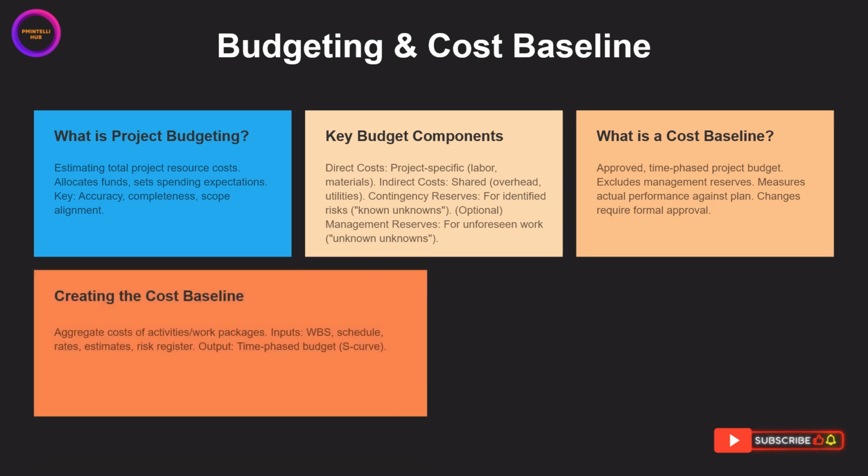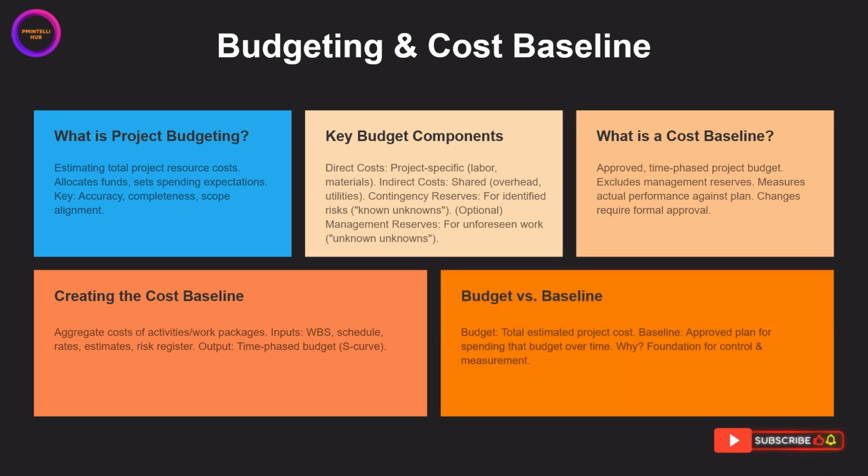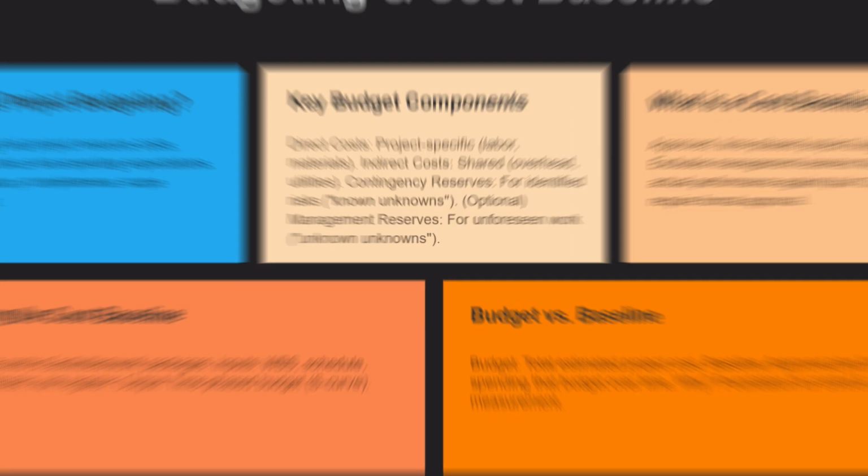We'll also look at creating the cost baseline by aggregating the costs of individual work packages using inputs like the WBS and project schedule. Finally, we'll clarify the difference between the budget versus the baseline. The budget is the total estimated cost, while the baseline is the approved plan for how you will spend that budget over time. This distinction is the foundation for control and measurement.